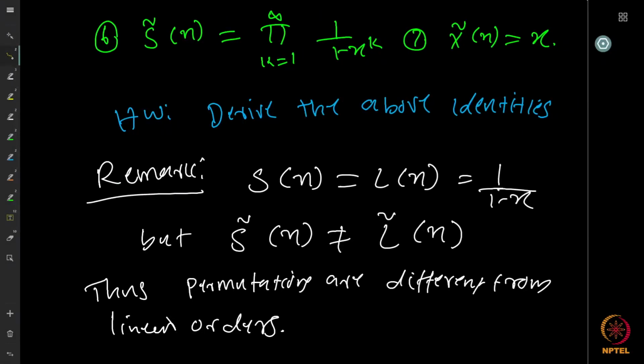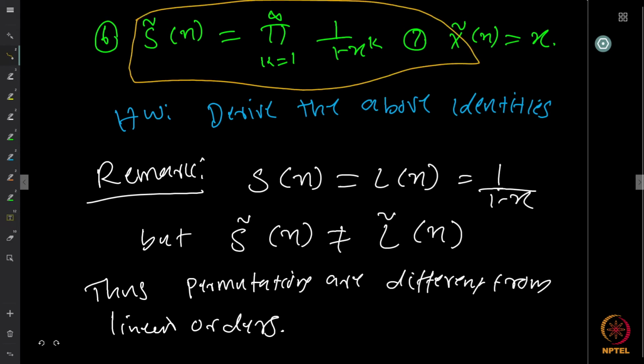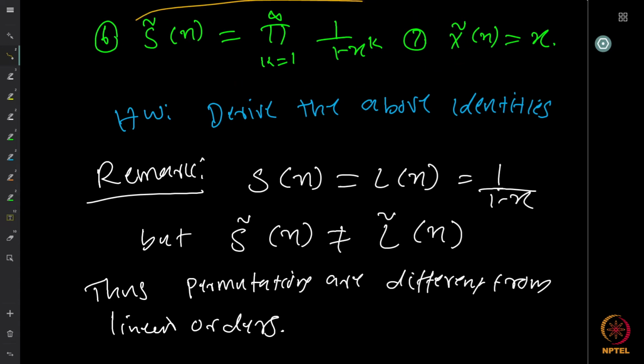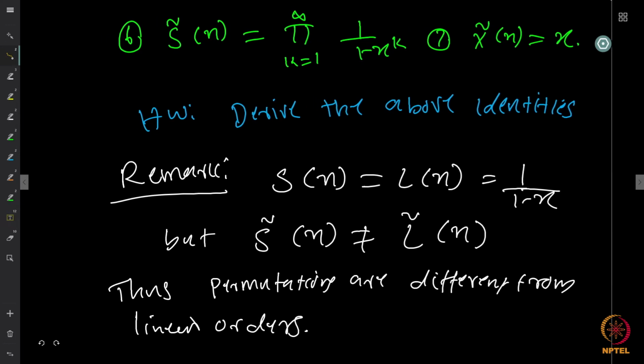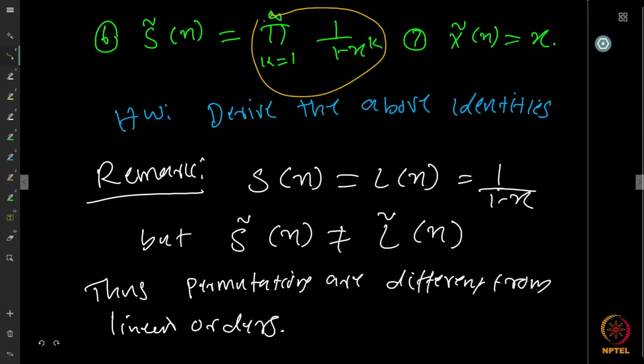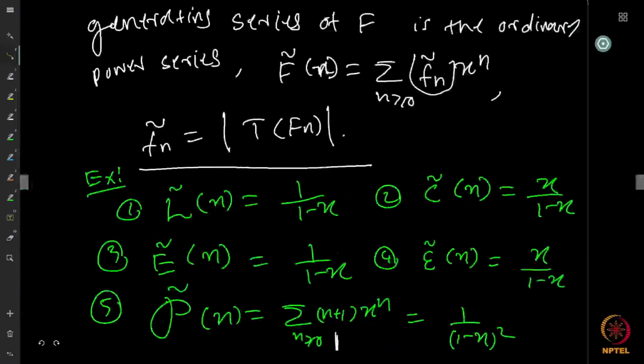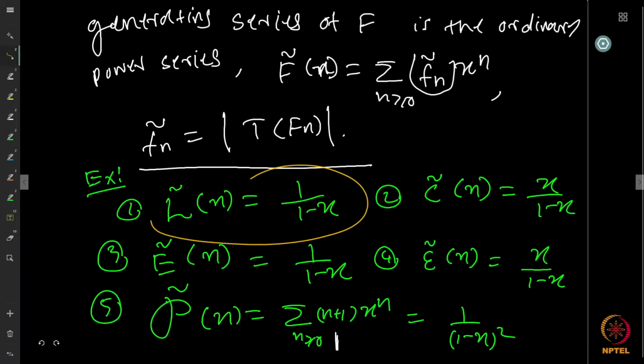Now, even more interesting is S tilde of x. What was S? S is the species of permutation. And we can show that S tilde of x is equal to the product over k from 1 to infinity of 1 by 1 minus x raised to k. Now, what you can see from this is that S tilde was this function. On the other hand, L tilde was just 1 by 1 minus x.